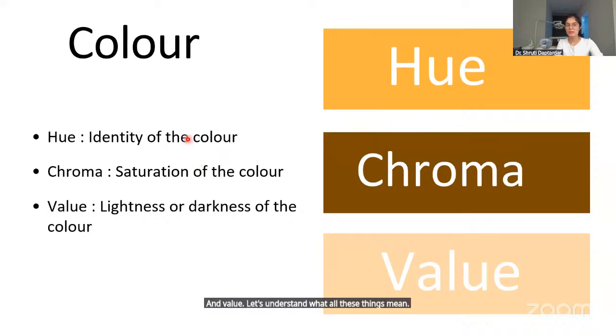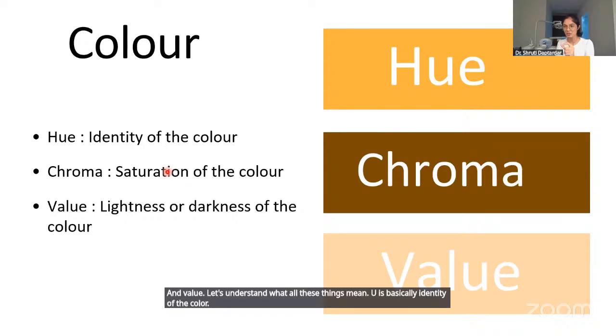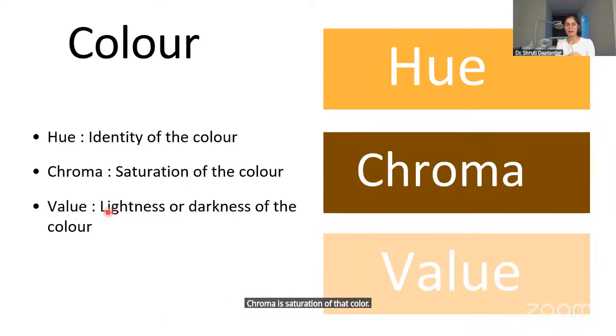Hue is basically identity of the color. Chroma is saturation of that color. Value is lightness or darkness of the color. Very basic. You only have to remember this much when we are selecting your shade.